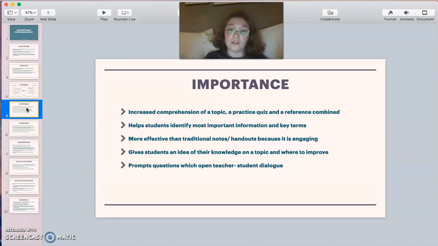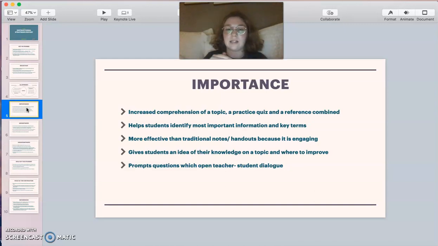It's more effective than traditional notes and handouts because it is engaging. It gives students an idea of their knowledge of the topic and where to improve. That's where the practice test part comes in. And it promotes questions which open a student-teacher dialogue, just like any assignment would, where they're trying to find the answer to something.